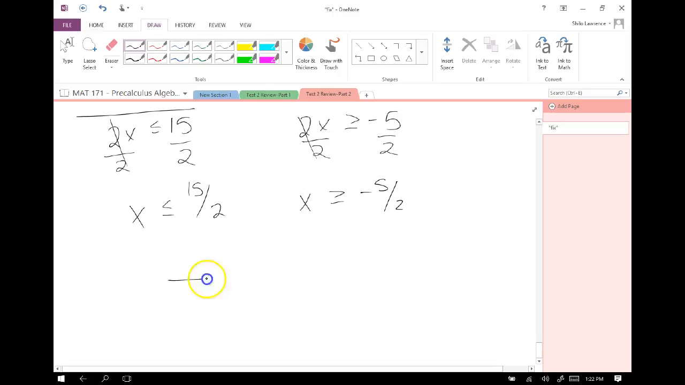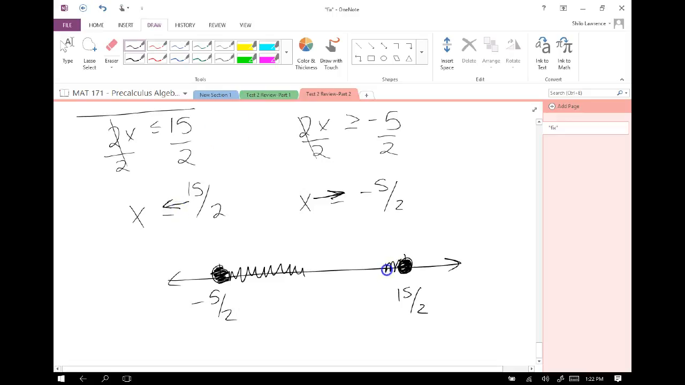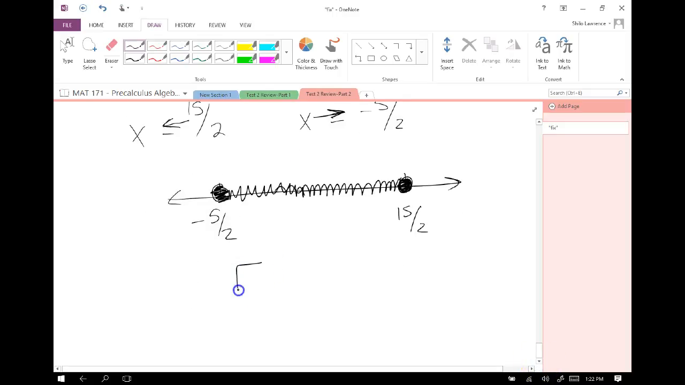So if you look at where these two numbers are on a number line, the negatives are on the left, the positives are on the right, so negative 5 halves is going to be on the left. It's got the or equals line, so we color it in. 15 halves is positive, so it's going to be over on the right. It's got the or equals, so we color it in. And think of this as an arrowhead pointing which way to shade. So from negative 5 halves, I'm going to shade to the right. From 15 halves, I'm going to shade to the left. And see, they meet each other in the middle. So if we want to write our answer in interval notation, it goes from negative 5 halves to 15 halves.